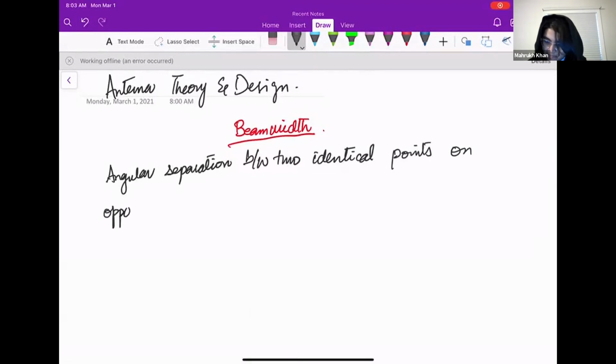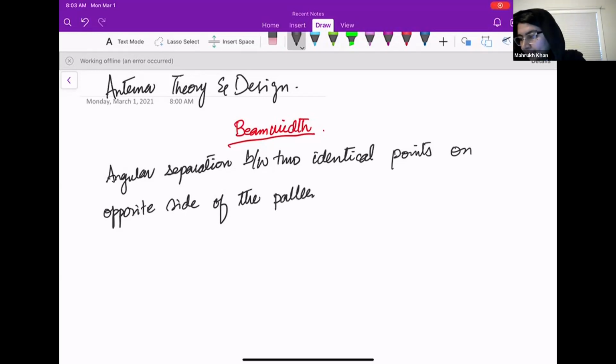Opposite side of the pattern is beam width, right? It is called beam width.